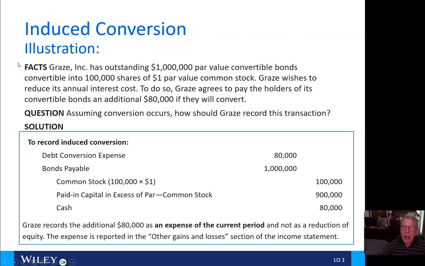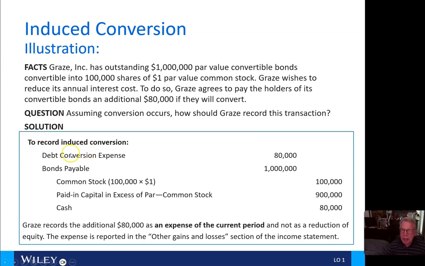Grays Incorporated has outstanding $1 million par value convertible bonds, convertible into 100,000 shares of $1 par value common stock. Grays wishes to reduce its annual interest cost. To do so, it agrees to pay the holders of its convertible bonds an additional $80,000 if they will convert. So assuming the conversion occurs, how should Grays record this transaction?